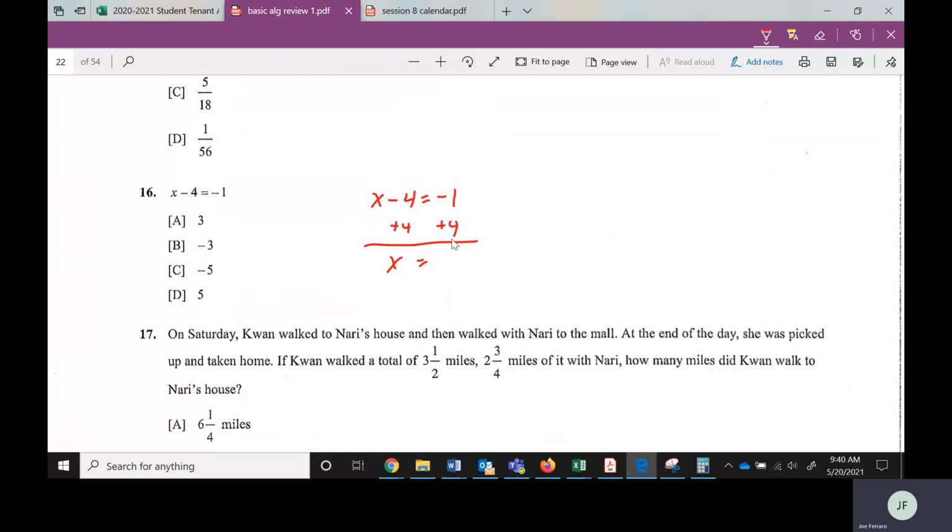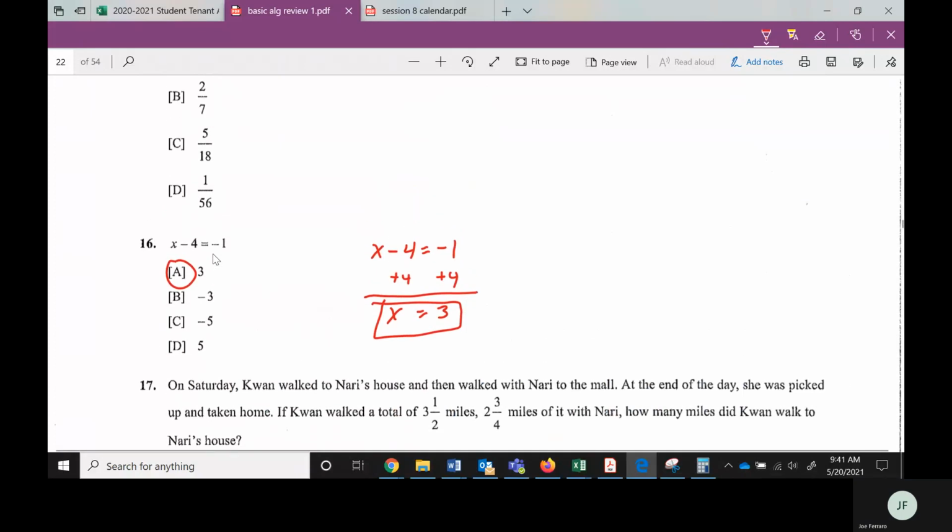Here we get -1 plus 4, so 1 negative, 4 positives. That means there's 3 more positives. And our answer is x equals 3. Okay. So those are kind of the start and the basic problems.